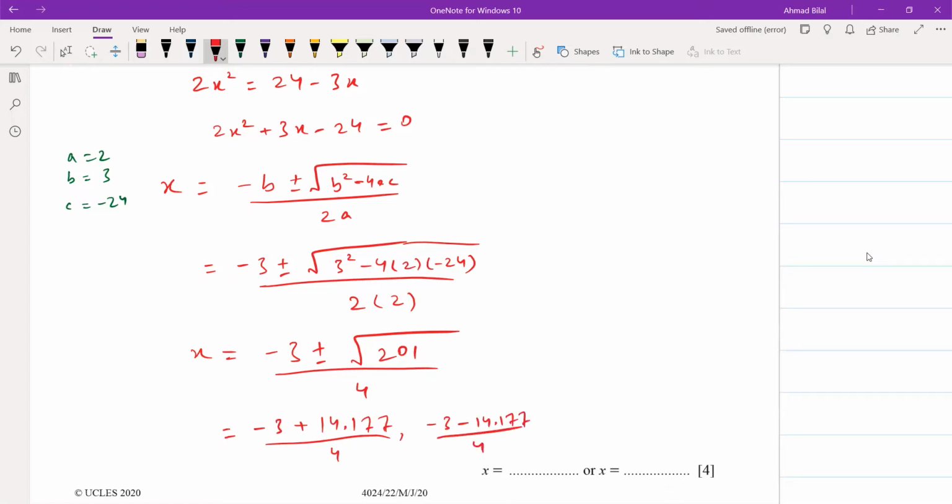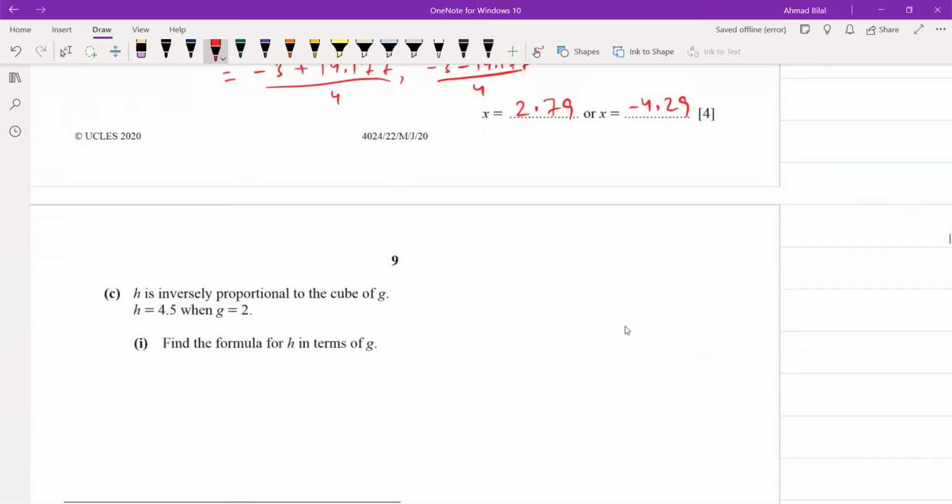ये दोनों evaluate कर लें और देखें आपके पास क्या आता है. So in the first case, I'm getting 2.79, and for the second one, I'm getting -4.29. So these are the two solutions of this equation. Okay, so that's the quadratic equation.